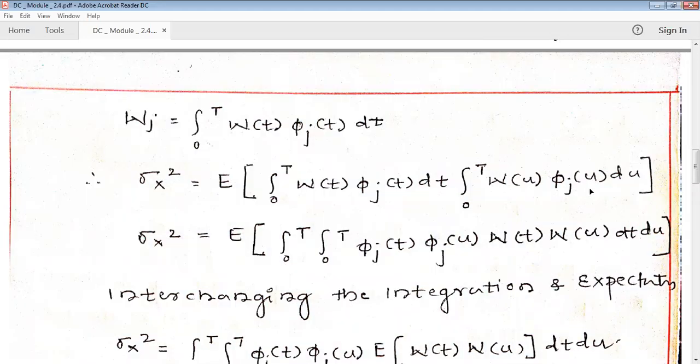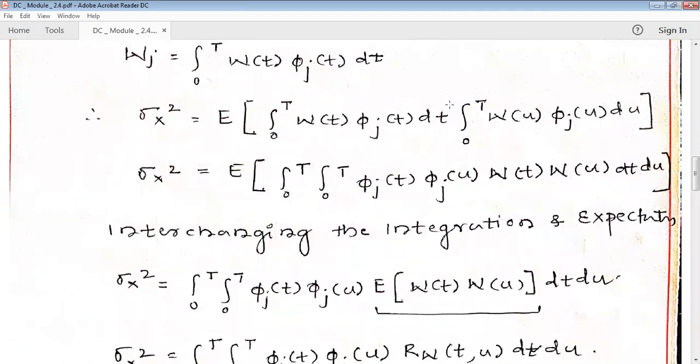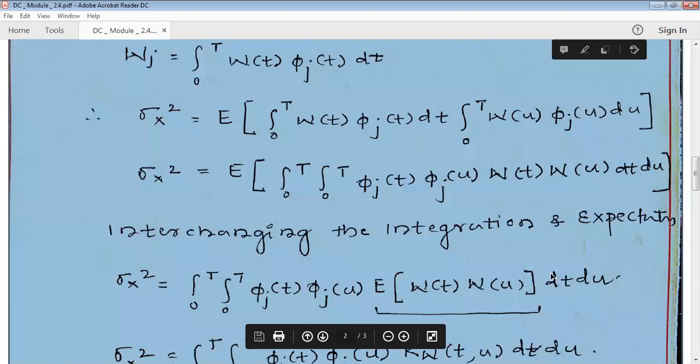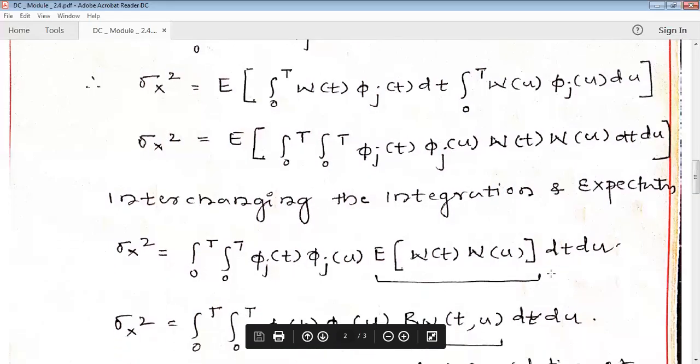So here let us combine both integrations together with the basis functions phi j of t and phi j of u. Then we write the random noise process with respect to different arguments, W of t as well as W of u, with respect to dt and du. So now let us interchange the expectation and the integration. First we take the integration terms along with these basis functions, and then we take the expectation of W of t and W of u. Then it is integration with respect to dt and du.